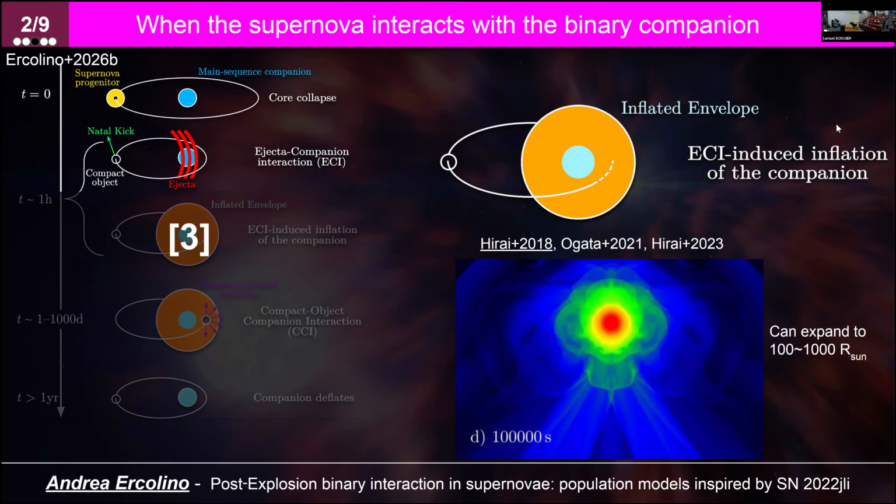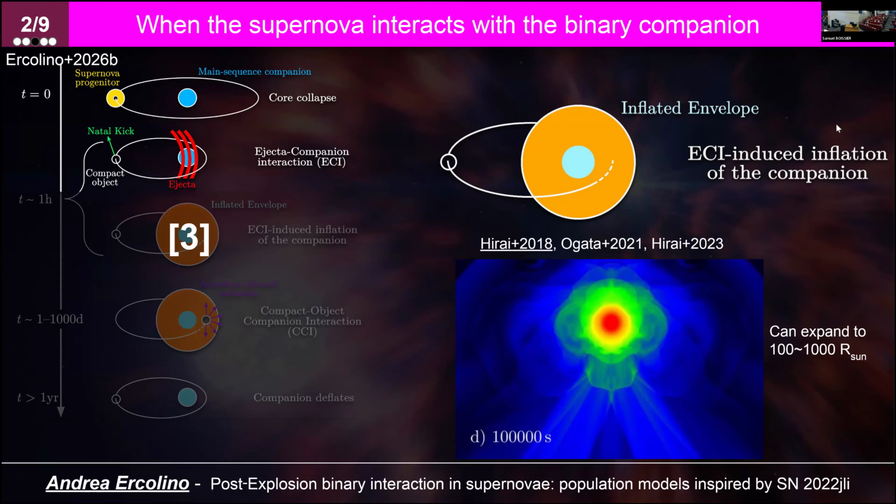Quick question. Thanks a lot. Really cool talk. I'm wondering, what is the time scale on which the companion gets inflated, and how does it compare to the orbital time scale? So in the original papers by Ryosuke Hirai et al.